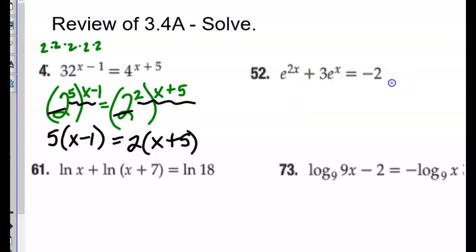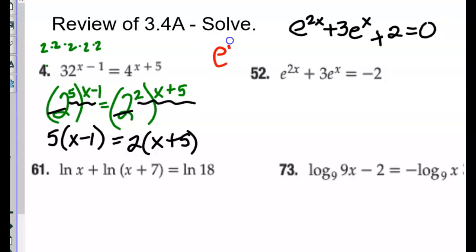Okay, this one I'm anxious about. We may need to do this one all the way through because if you remember anything about these, they get a little messy at the end. If I add the 2 over so that it's equal to 0, then we did a little u substitution thing. We said e to the x squared is what this is, and we let u equal e to the x. So we called this u squared plus 3u plus 2 equals 0.